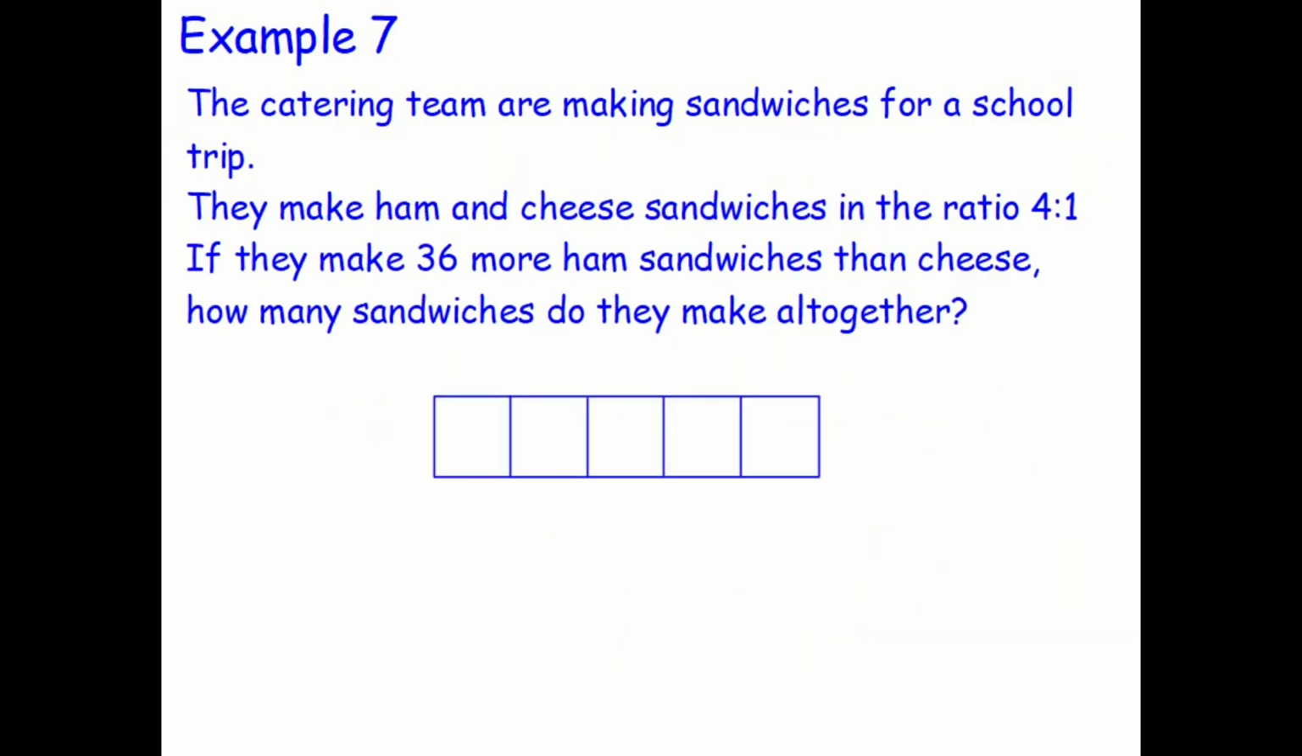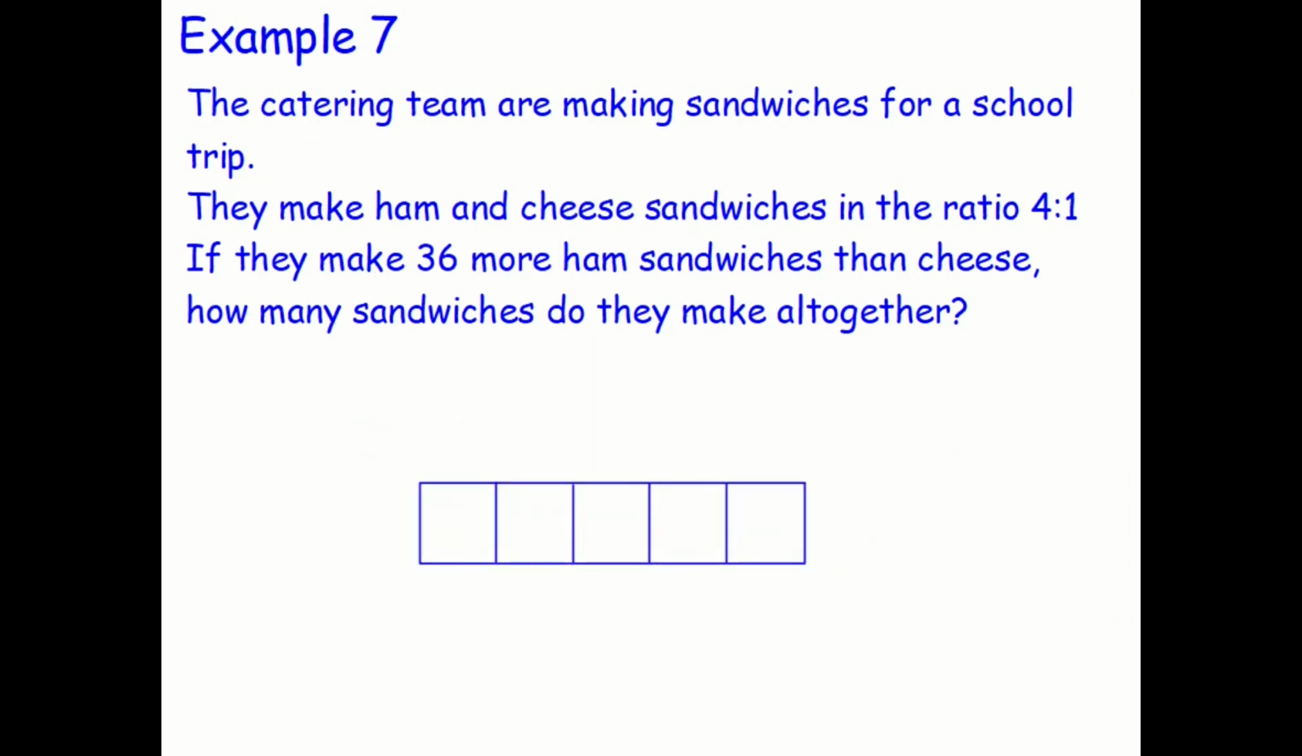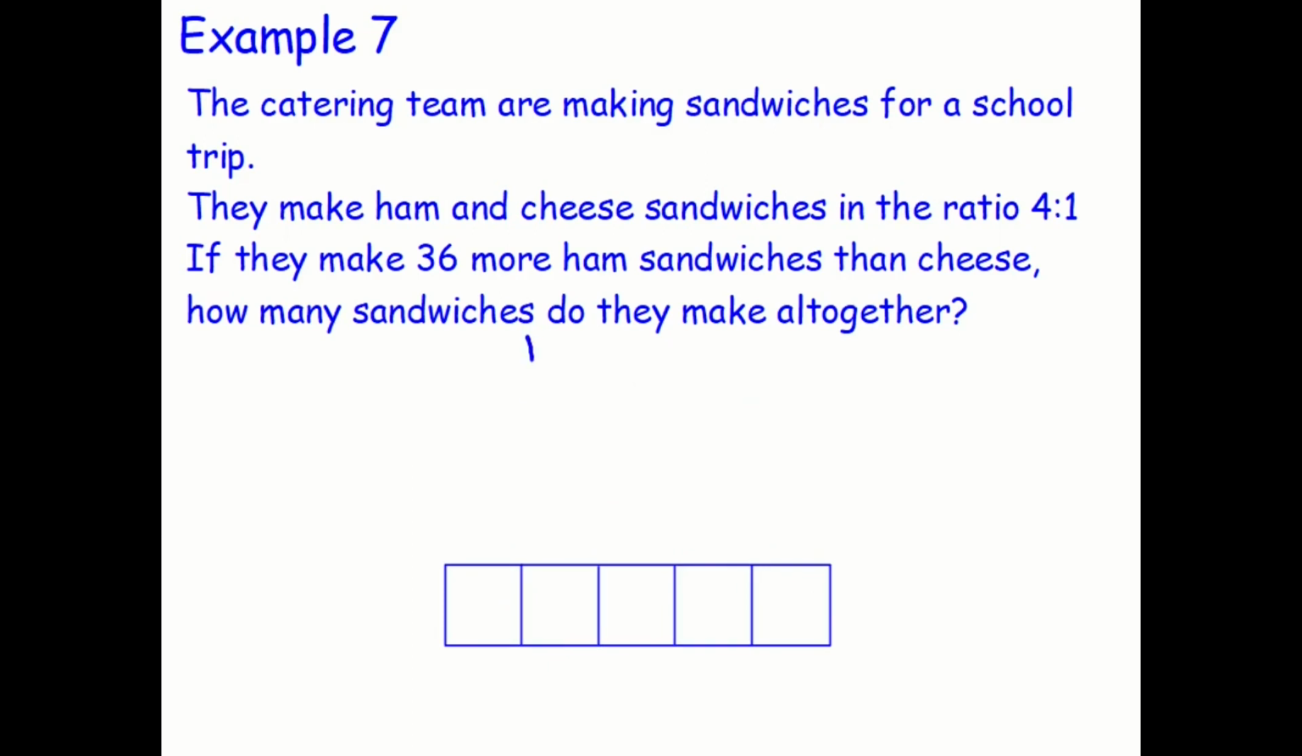Example 7. The catering team are making sandwiches for a school trip. They make ham and cheese sandwiches in the ratio 4 to 1. If they make 36 more ham sandwiches than cheese, how many sandwiches do they make altogether? So imagine these 4 boxes are your ham sandwiches and this 1 box is the cheese sandwiches.